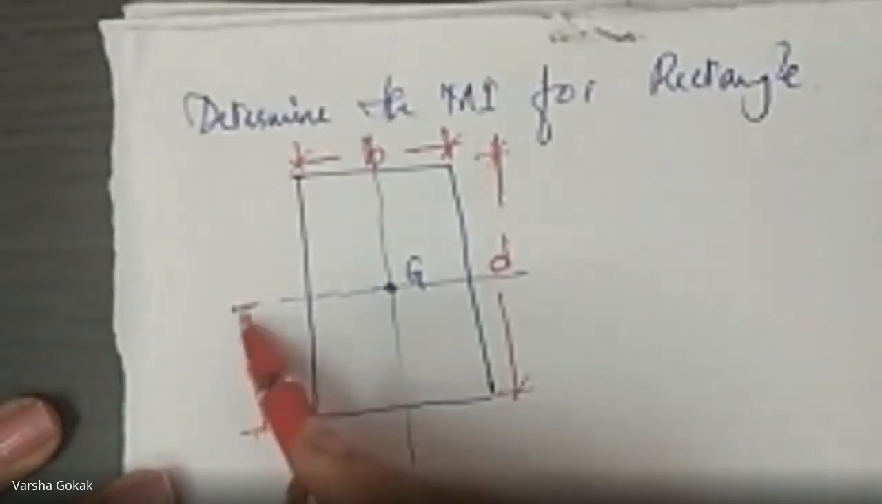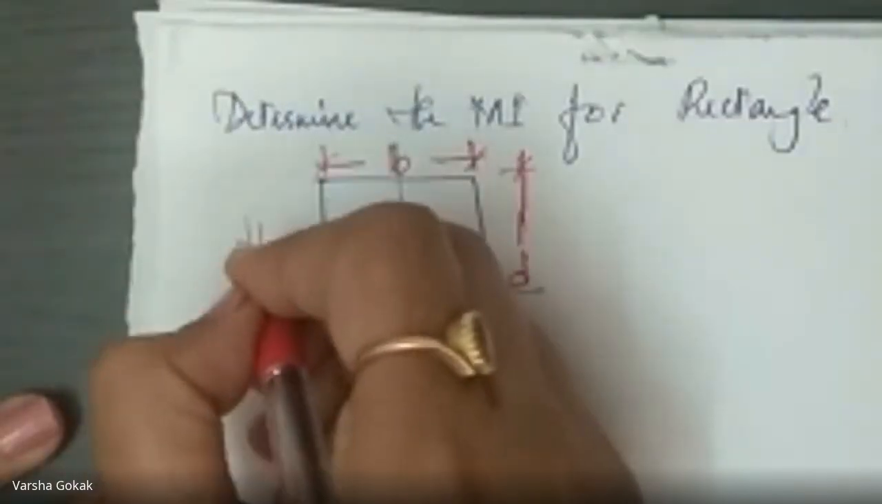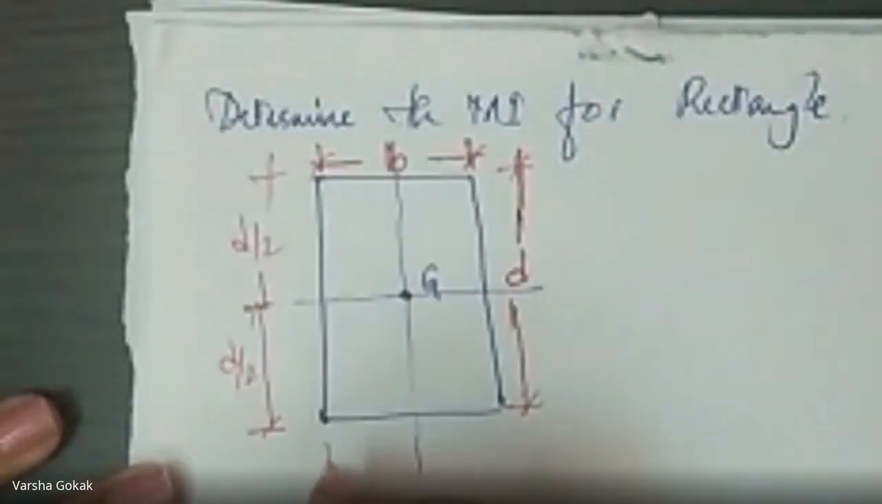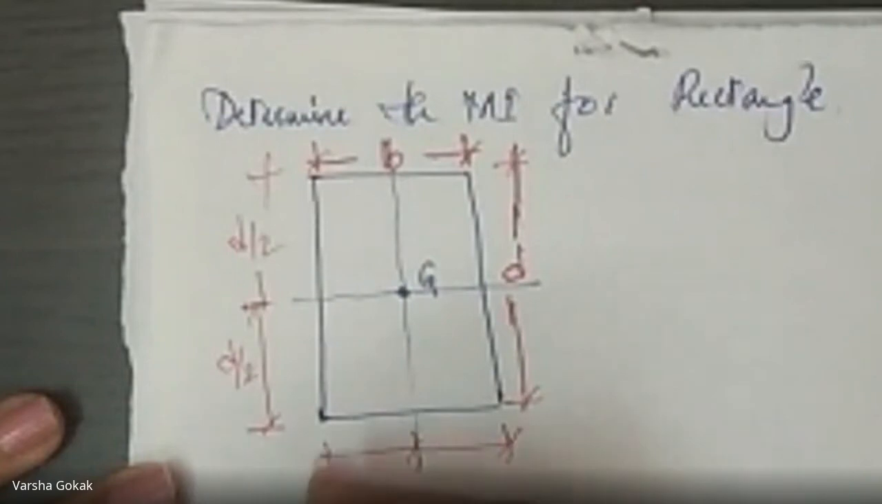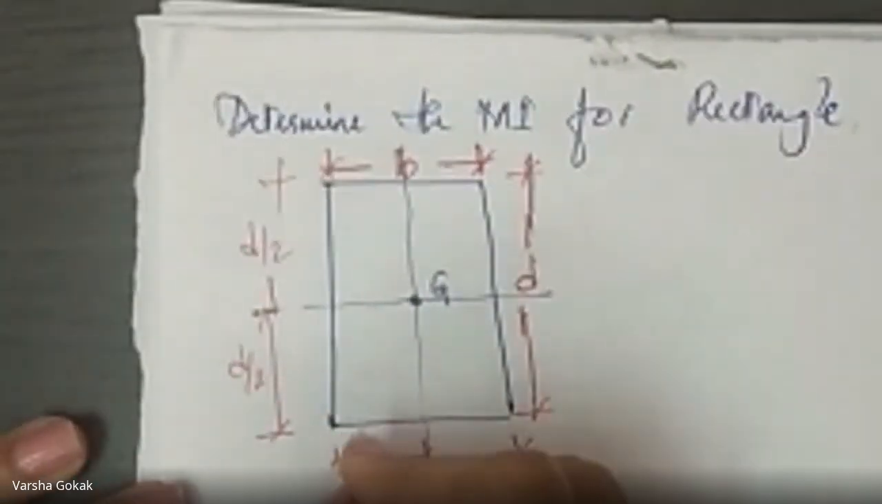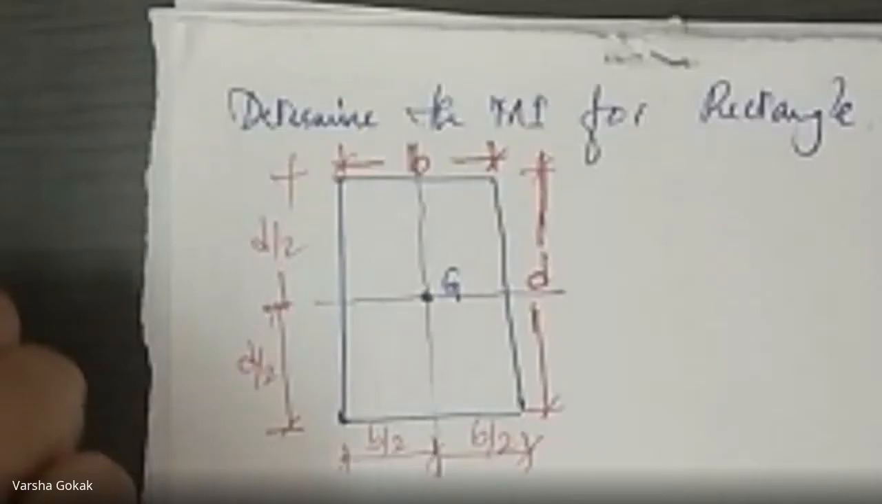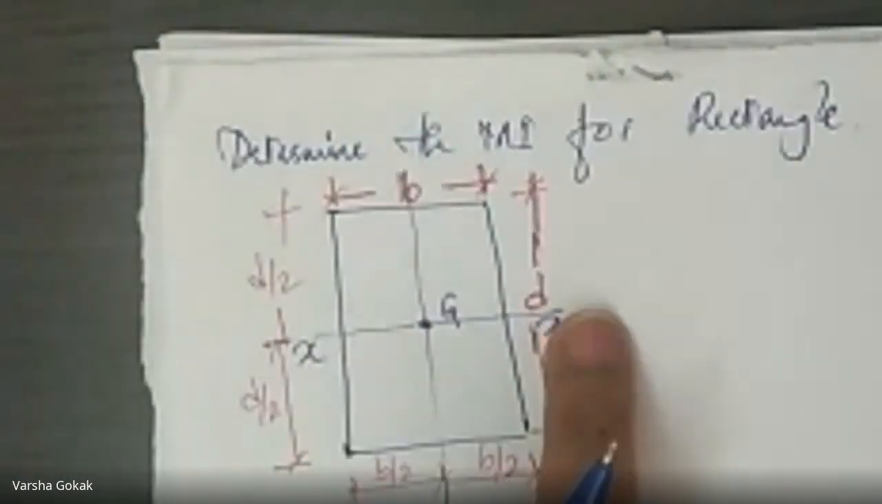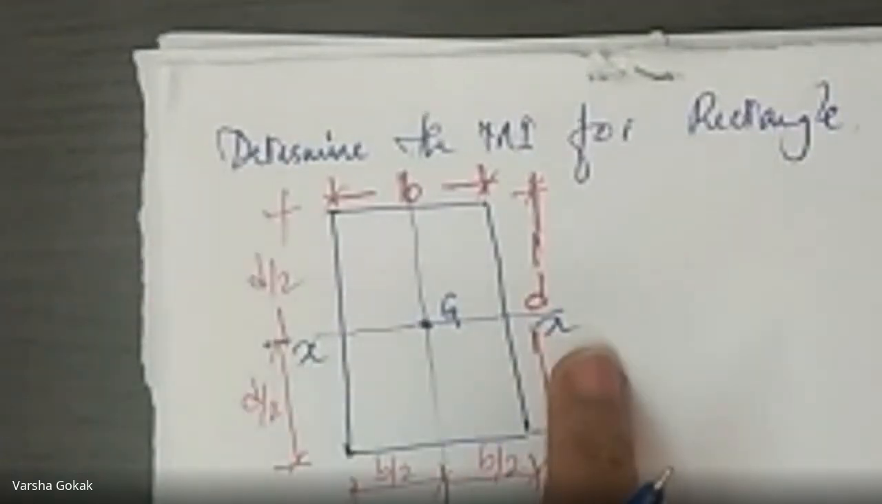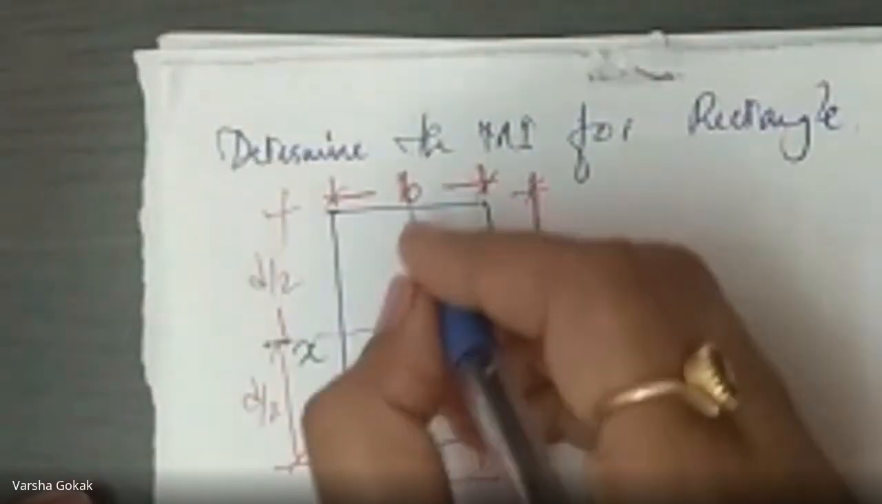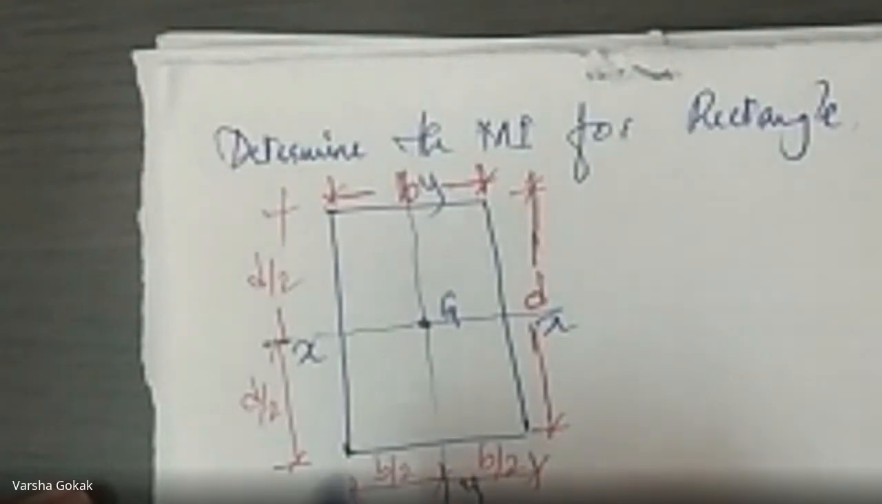How much is this? D by 2. D by 2, D by 2, correct. And what about this? CG, no? So B by 2, B by 2. Yeah, correct. Then this is my centroidal axis because of the CG, so the axis passing through that CG is called a centroidal axis. So XX and YY, right?